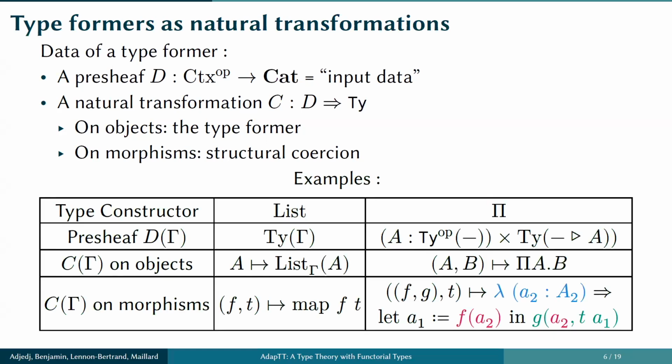If we look at a few examples, for example for List, the presheaf is just going to map any Gamma to Type of Gamma. And the natural transformation on objects will just map any term of type Gamma to List of A. Similarly, on morphisms, it will just be the usual map on linked lists that everyone knows about. And over Pi types, the data you need to construct a Pi is going to be a certain A that acts contravariantly over Gamma, and then a certain B in the Gamma extended by A. The typeformer is the same as usual, and then the structural coercion between two instances of Pi types will be what we've seen previously. So that kind of works.